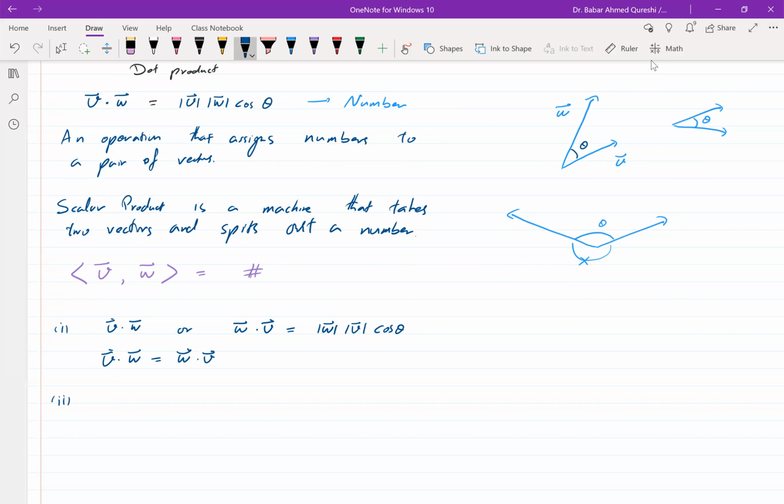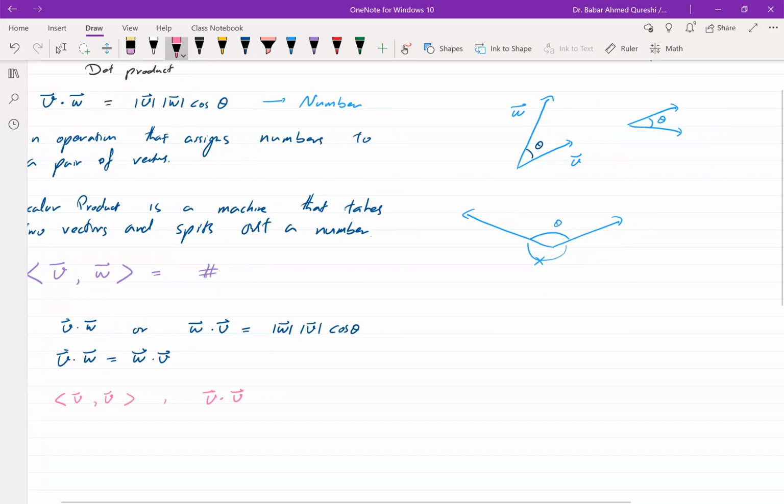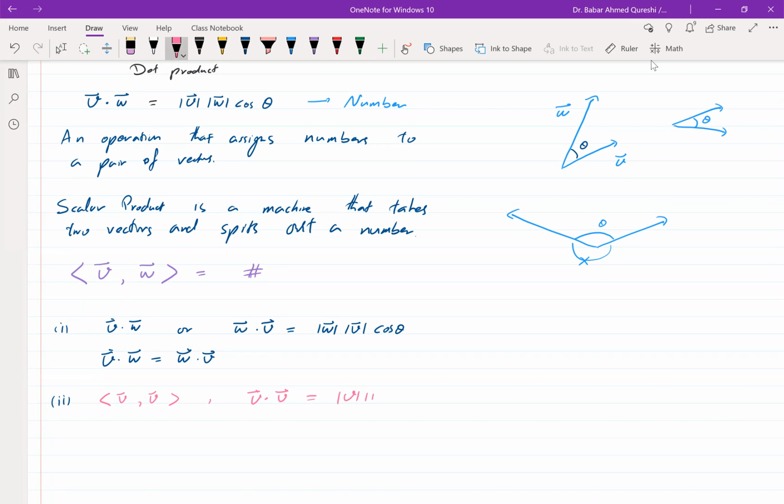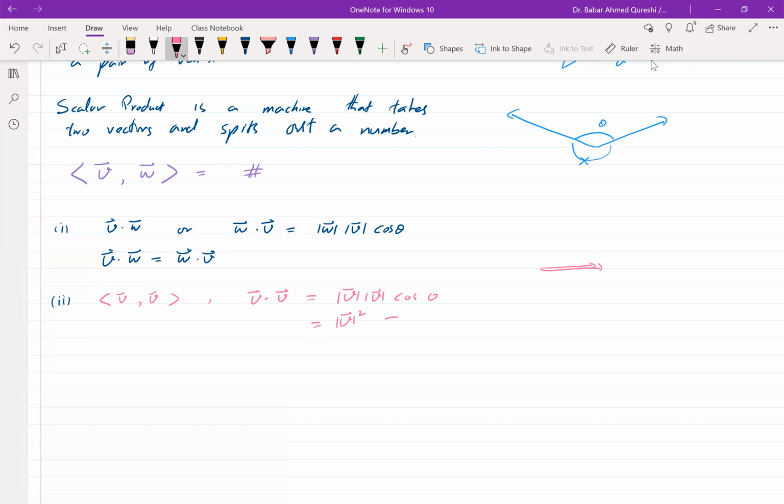And also, in this operation, I can give two same vectors. Taking the scalar product of V with itself, the two vectors you have to give, you can give the same vector. So the scalar product of V with itself is V's length times V's length and the cosine of the angle between the two V's. Since the V's are the same, the angle is 0, so cosine of 0 is 1. So you just get the square of the length. The scalar product of a vector with itself is just the square of the length. And the important thing to note is that it's a square, so it's greater than or equal to 0.